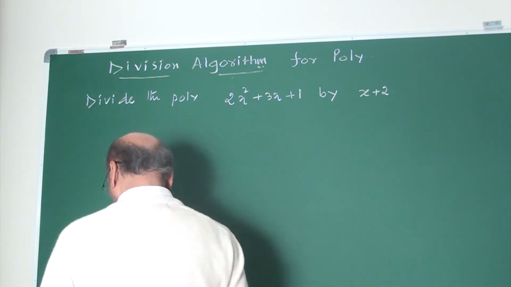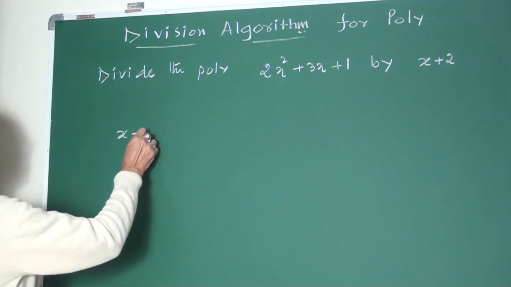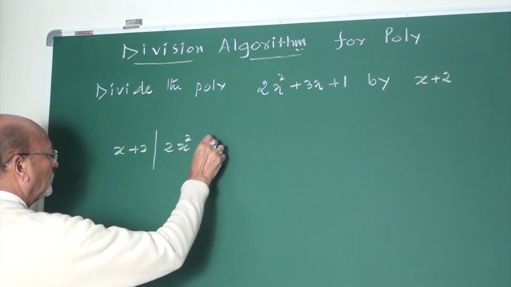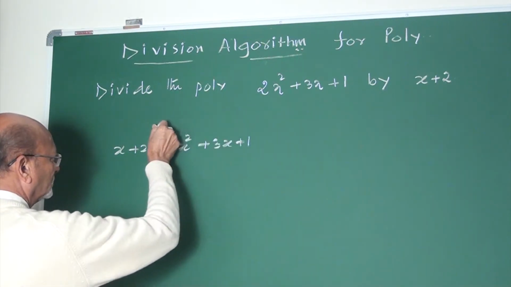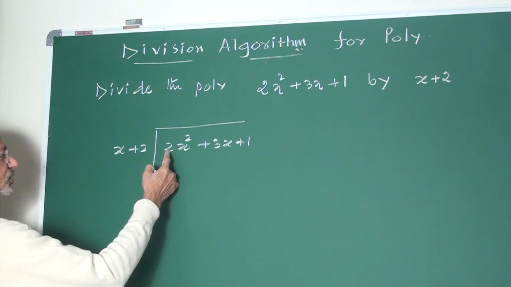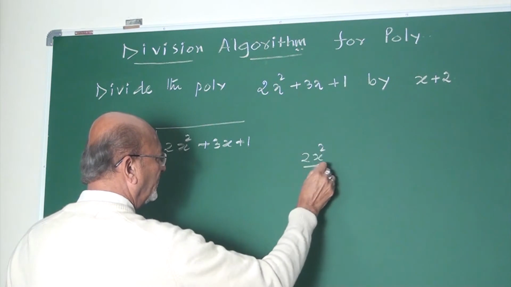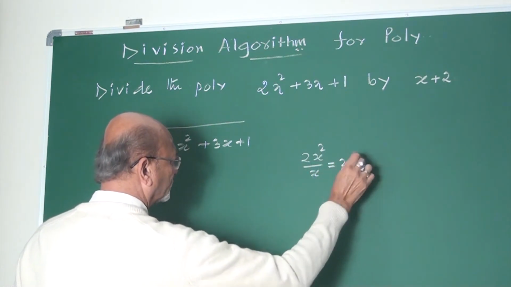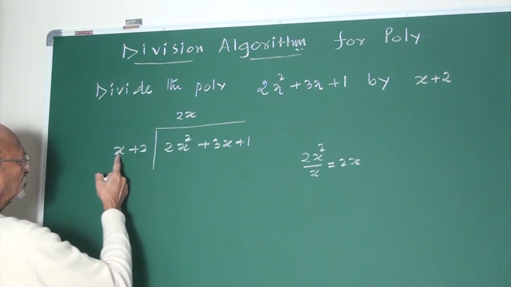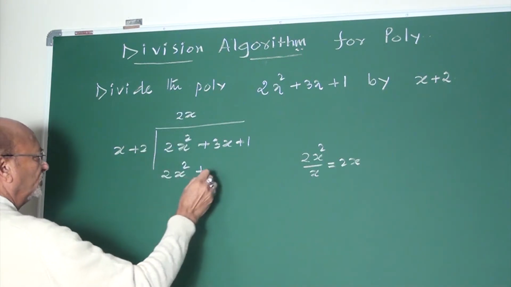The method is the same. First, you have to write the divisor. This is the divisor, x plus 2. Then the dividend, 2x square plus 3x plus 1. Here you have to write the quotient. You have to divide 2x square by x first. What is it, my friend? 2x. I write that 2x here. 2x into x is 2x square, plus 2x into 2 is 4x.